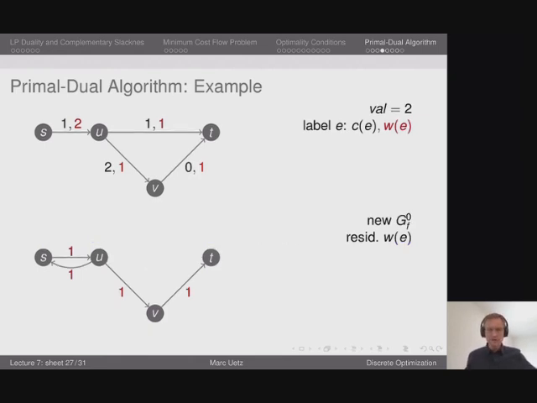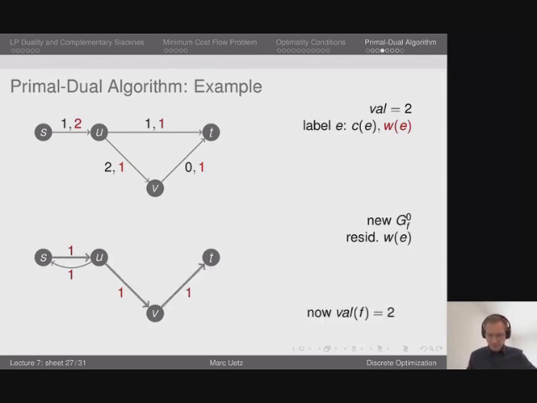So here is again the new updated residual graph with all the edges with 0 reduced costs, and there is again an S-T path, or an S-T flow, that we can compute, so we can send this one additional unit along this path, and that is what we do.